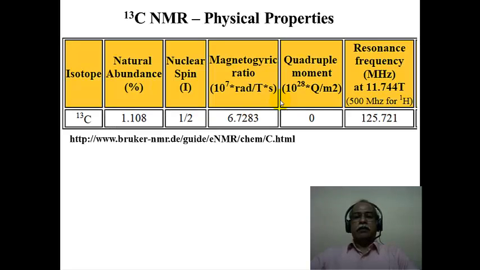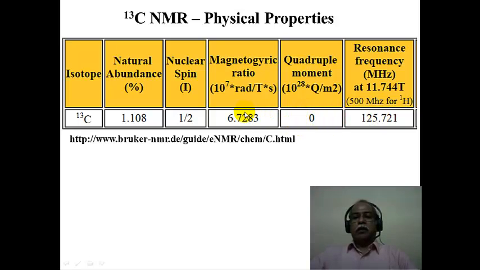Now, this table gives some important properties of the carbon-13 isotope. Carbon-13 is a low abundant nucleus. It is only about 1.1% of the carbon content available in the Earth's crust. The nuclear spin is half, just like the proton. The gyromagnetic ratio is just about 1/4 of the gyromagnetic ratio of the proton. The proton gyromagnetic ratio is somewhere around 24 something. It doesn't have any quadrupole moment.